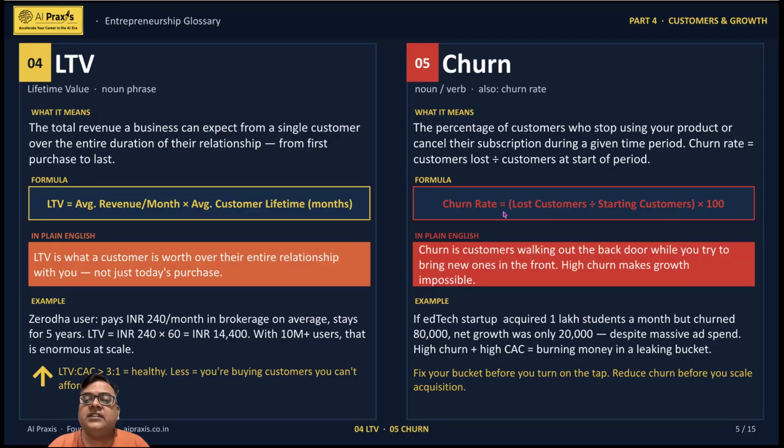And that's why the slide says high churn plus high CAC is like burning money in a leaky bucket. And the most powerful line here is: fix your bucket before you turn on the tap, meaning reduce churn before you scale acquisition.